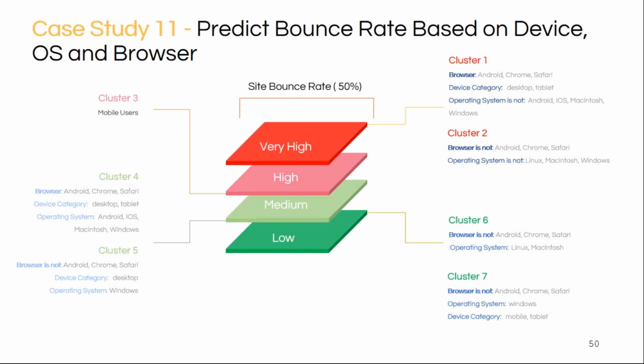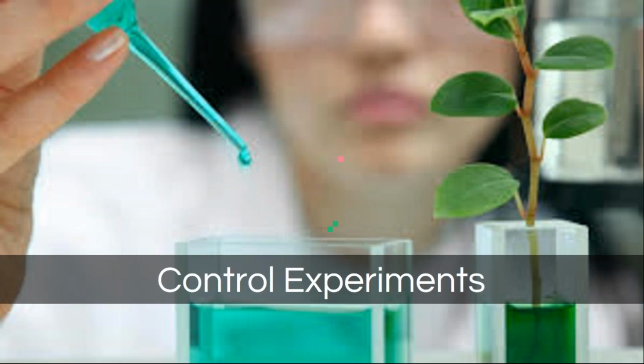Let's consider one example, cluster one. If you see cluster one, you can see browser with Android, Chrome, or Safari, device category desktop or tablet, and operating system not equal to Android, iOS, Macintosh, or Windows. This segment shows a very high bounce rate, so we worked with our development and design team to identify this variation and minimize the bounce rate by giving the best experience to the customer. This is one example. You can do multiple analyses using machine learning because Google Analytics provides many variables and dimensions.